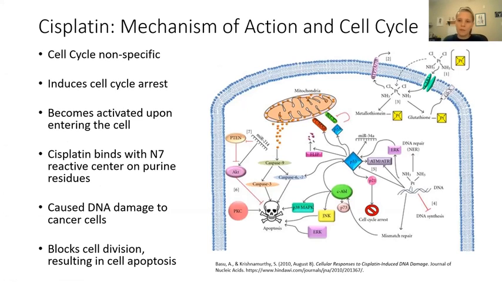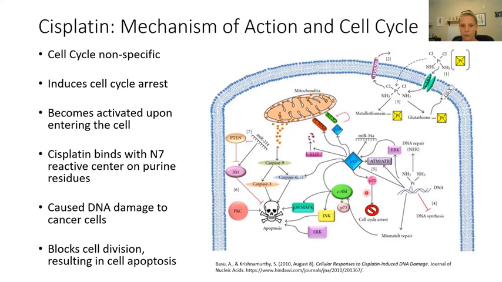It becomes activated once it enters the cell, which you can see here. In the cytoplasm, chlorine atoms are displaced by water molecules. Cisplatin then binds to N7 reactive centers on the purine residues, and it causes DNA damage in cancer cells, blocking cell division and resulting in cell apoptosis. So you see it entering the cell usually through active diffusion, but sometimes passive. This is the structure.